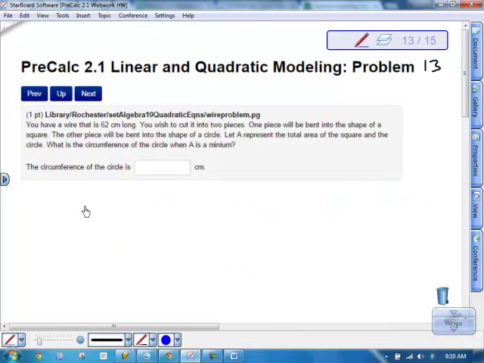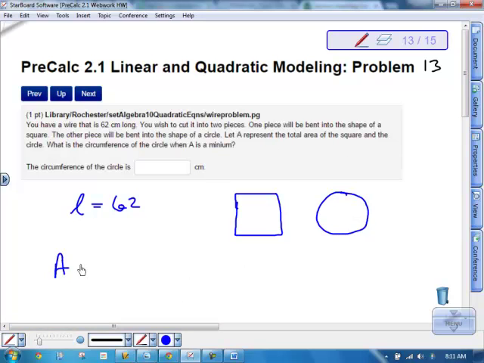Okay, the next problem says you have a wire that is 62 centimeters long. So the length of this wire is 62 centimeters. You wish to cut it in two pieces. One piece will be bent in the shape of a square, and the other piece is going to be bent in the shape of a circle. It says let A represent the total area of the square and the circle. So we have A equal to the area of the square plus the area of the circle. What's the circumference of the circle with minimum area?